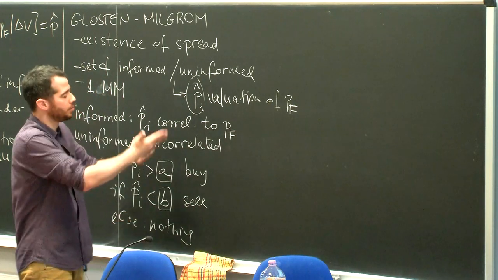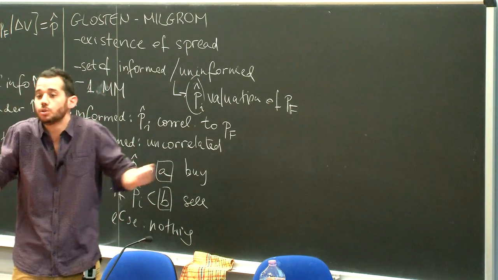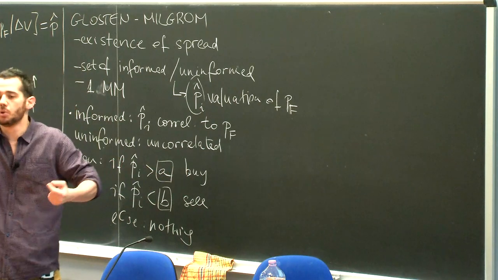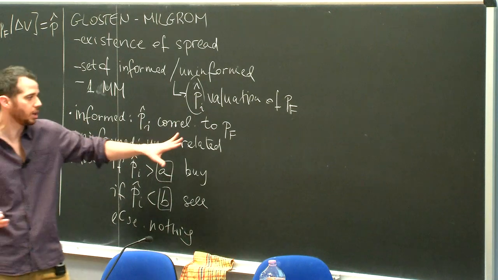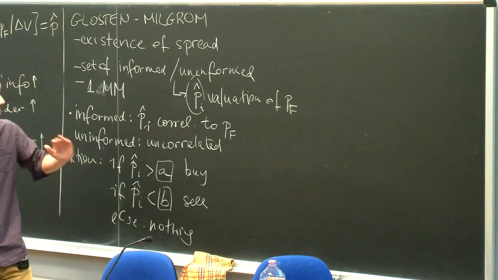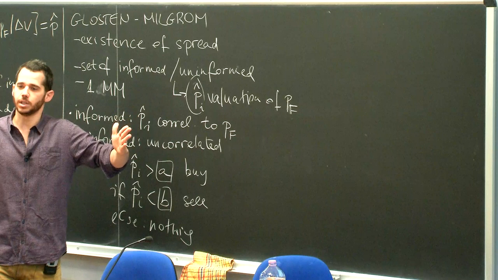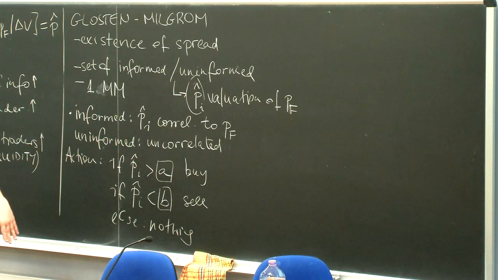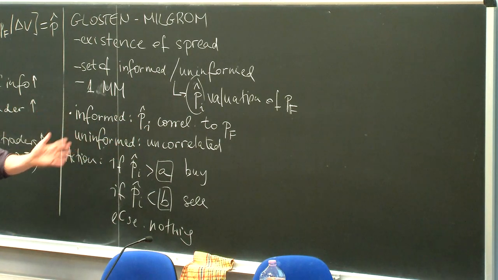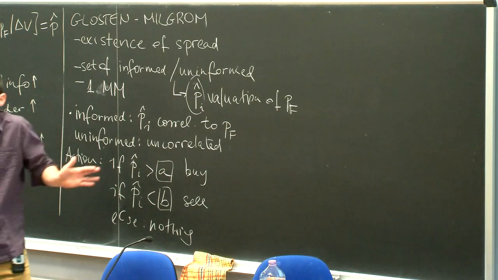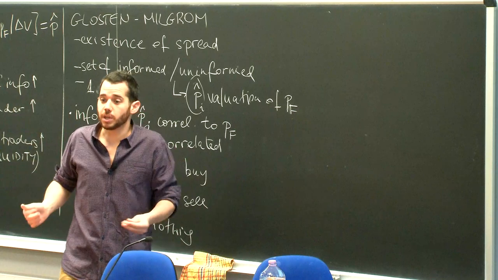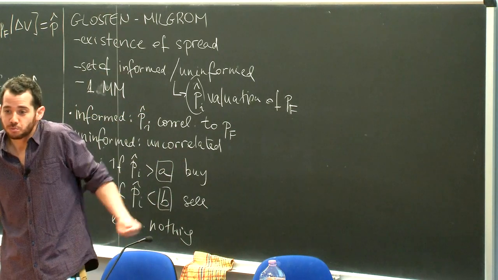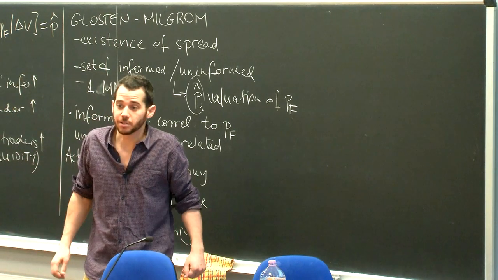In practice, we'll say that he knows it exactly, but he could also just know that the price will go up. He doesn't know how much, so it's correlated, but not exactly. That's the general case, but in practice, to make life simple, we'll say the informed know the final price, and for the uninformed, it's uncorrelated. You think you have information, but it has nothing to do with the real world. I think that tomorrow a stock will go up, but I don't have any real information on that.